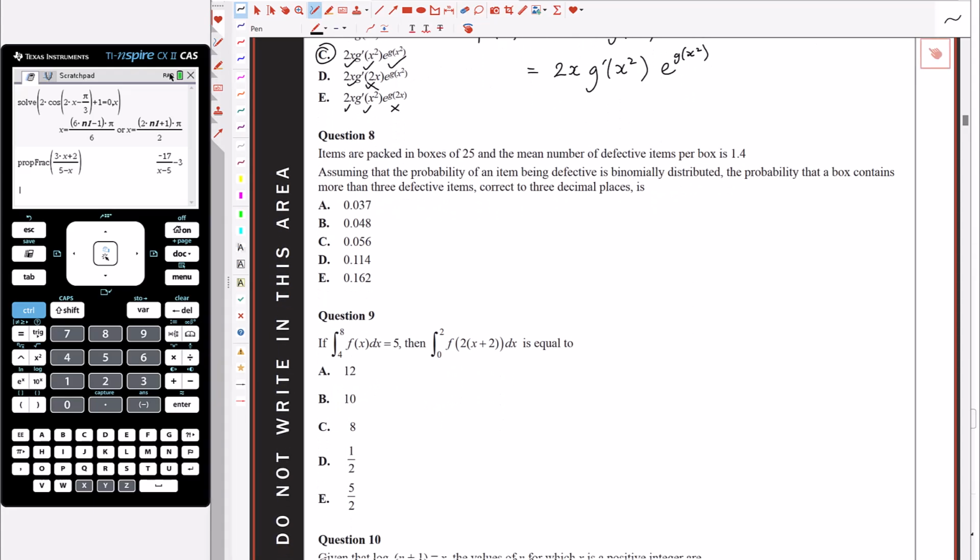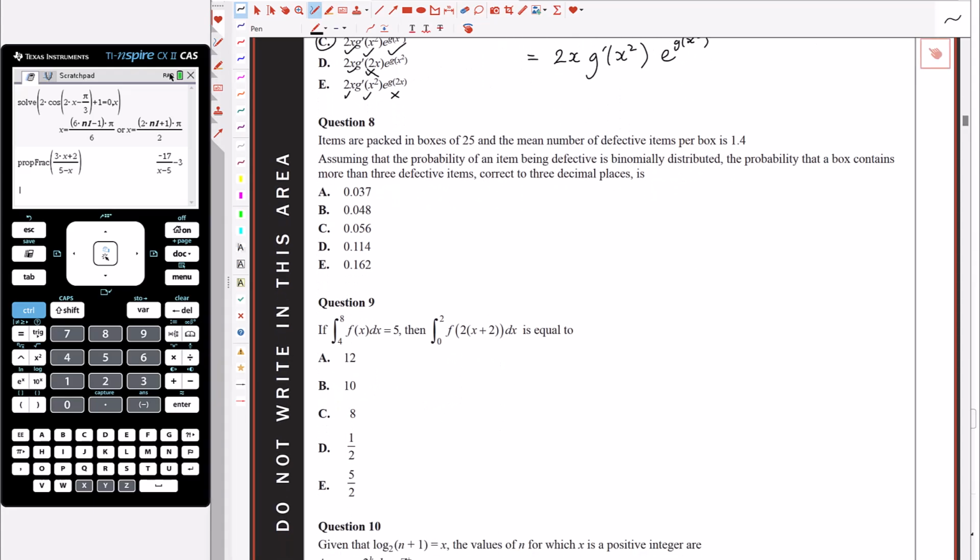Okay, items are packed in boxes of 25 and the mean number of defective items per box is 1.4. Assuming that the probability of an item being defective is binomially distributed, the probability that a box contains more than 3 defective items correct to 3 decimal places is.